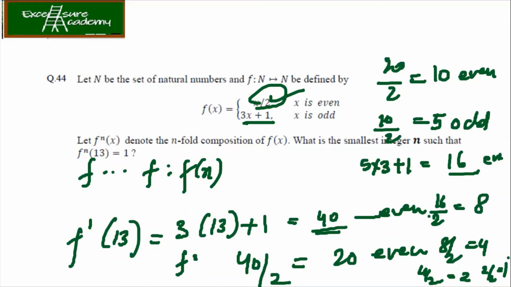So if you calculate it all, we are getting that n is 9. So 1, 2, 3, 4, 5, 6, 7, 8, 9. So 9 times f of n 13 will give you 1. Okay, I hope this is clear.